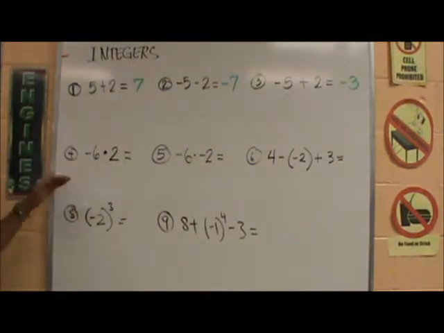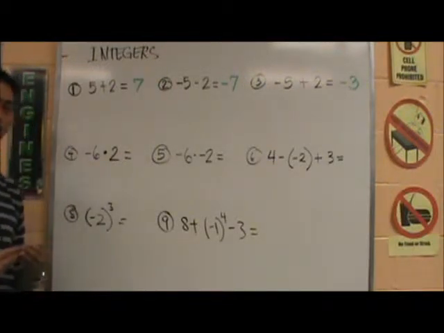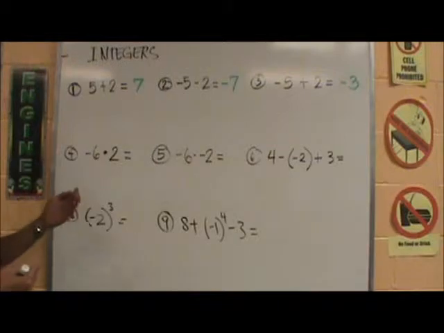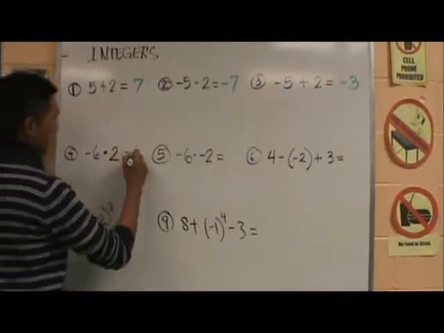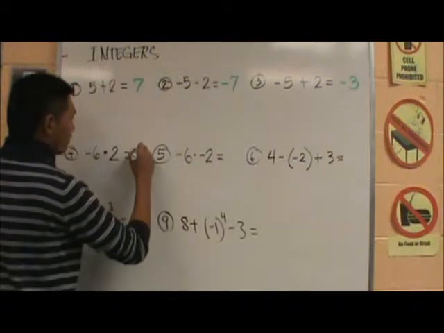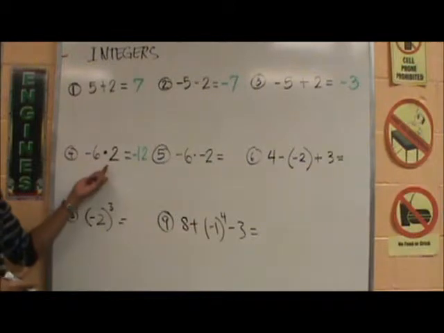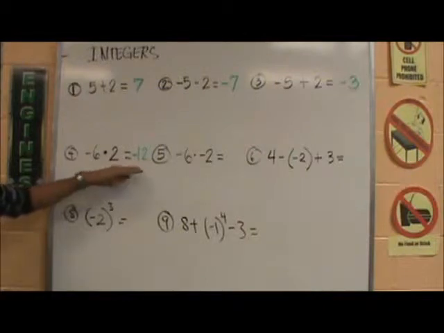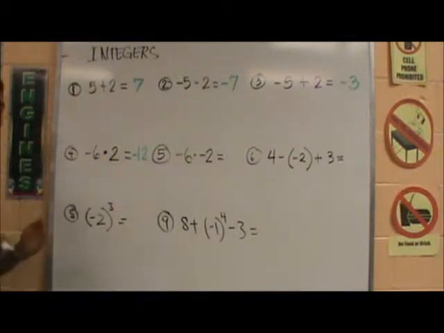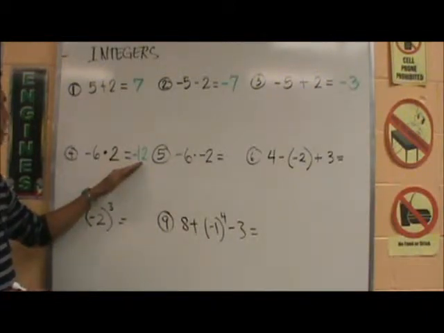Now for number 4, when we multiply integers, if they have different signs, negative times positive, your final answer, the product, is going to be negative, which is going to be -12. One is negative, one is positive. The product will give you a negative answer. So again, in multiplying unlike signs, the sign of your product is going to be negative.